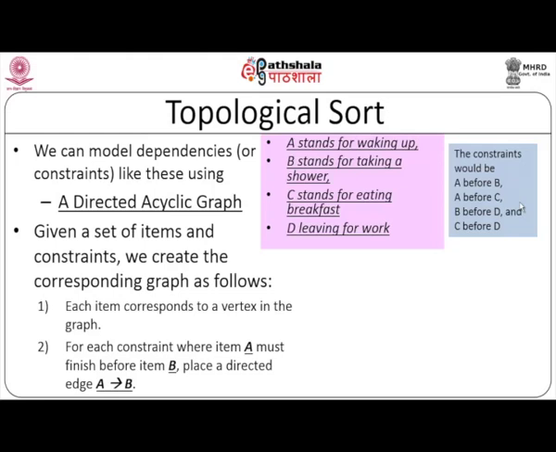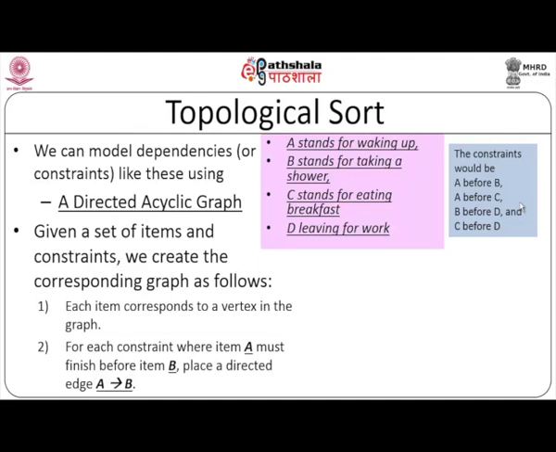Now, we can model dependencies or constraints like these using a graph. A stands for waking up, A before B, B stands for taking a shower, and C stands for eating breakfast. So, A before C, and then B before D, D is leaving for work, and C before D. Given a set of items and constraints, we can create the graph. Each item corresponds to a vertex in the graph. So, here you have A, B, C, D forming the vertices.